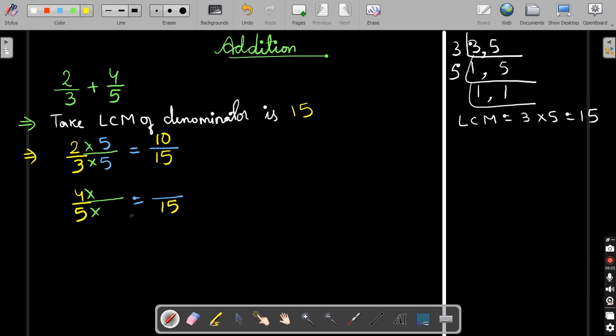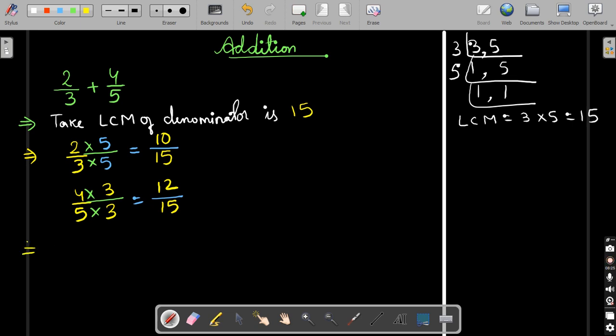Similarly, I need to do the same for the other fraction. I check how much I multiply 5 by to get 15. So 5 3s are 15, and I apply the same above. Now 4 3s are 12. Okay, very good. Up to here clear?